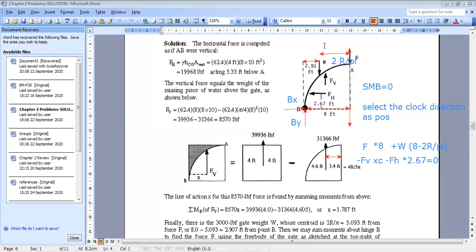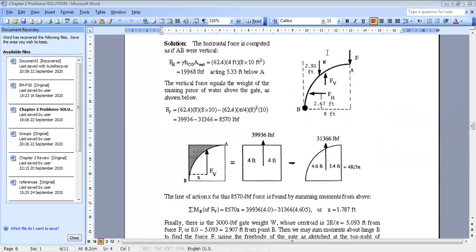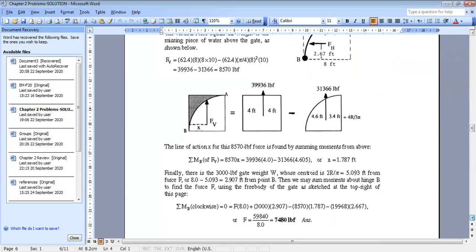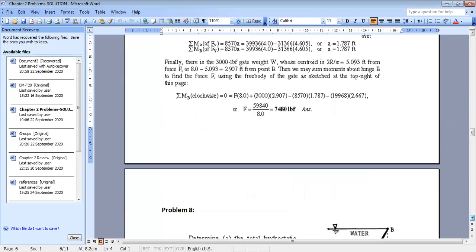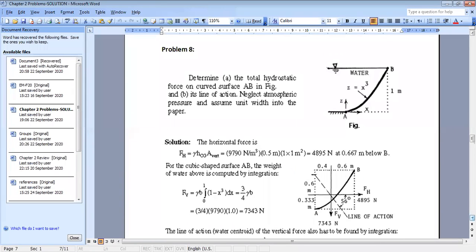Any question before we move to another problem? Okay. Now for problem 8, determine the total hydrostatic force on curved surface AB in the figure and its line of action. Neglect atmospheric pressure and assume unit width into the paper.